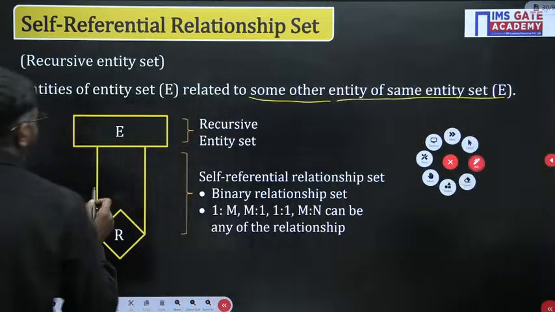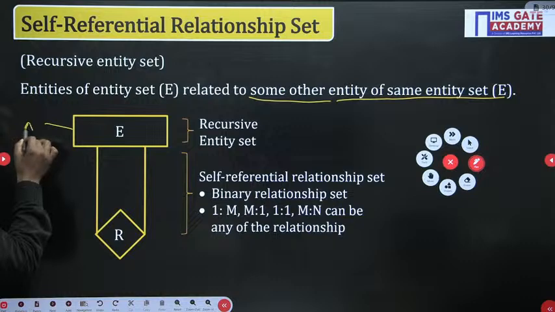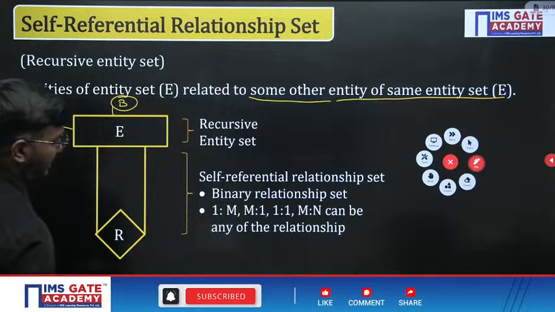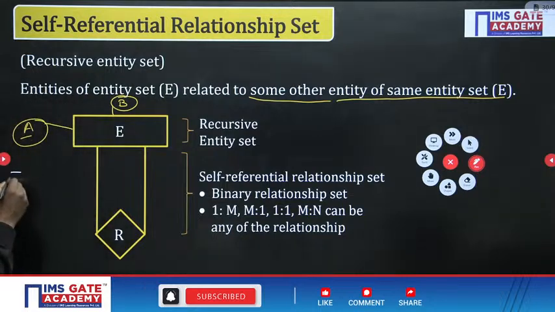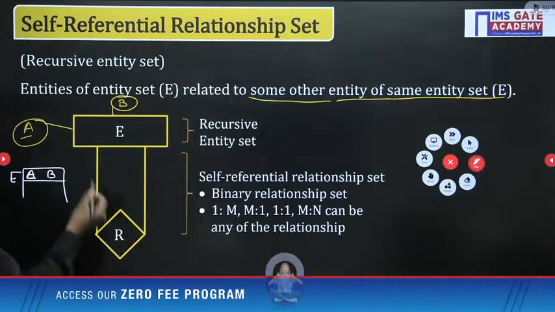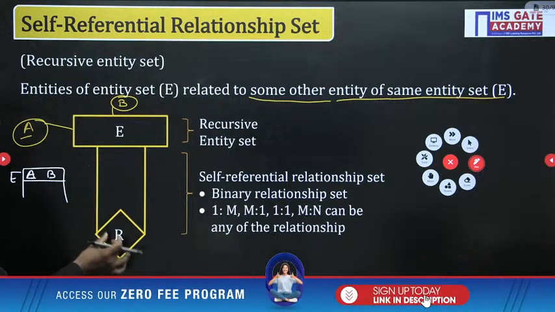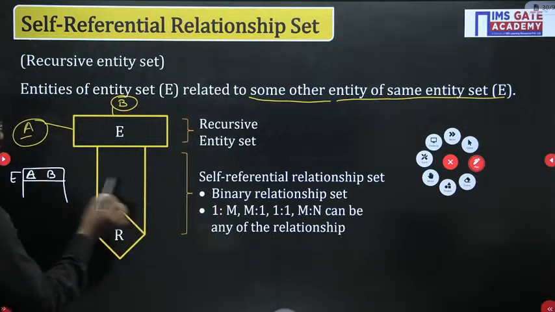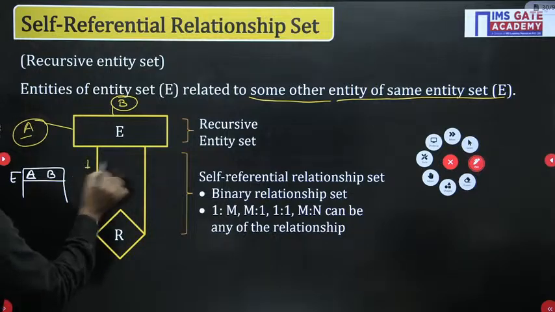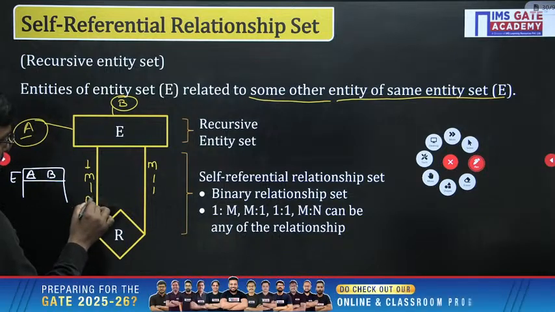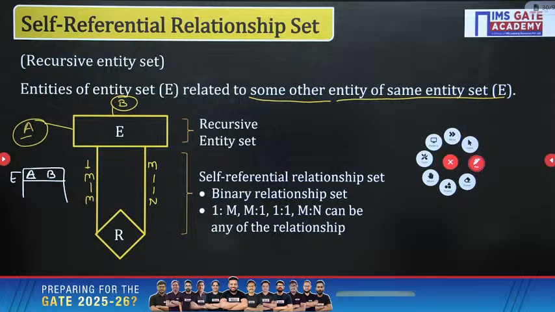Let's assume there are attributes A and B in this entity set. So E has two attributes, A and B, and A is the key attribute. Now let's assume this R is a relationship set defined on E, and this is self-referential. Because this is binary, the mapping could be anything: one to many, many to one, one to one, or many to many. Understood.